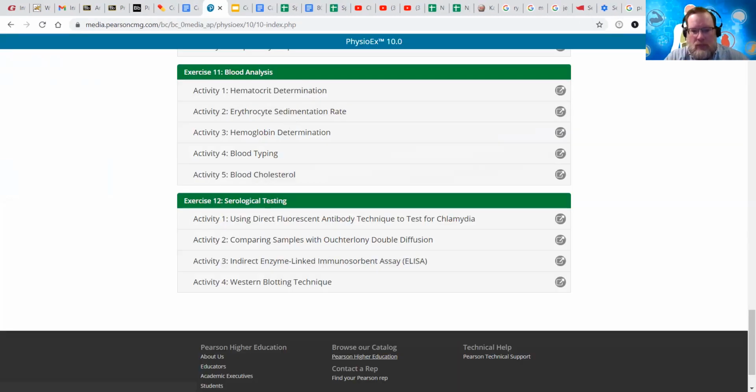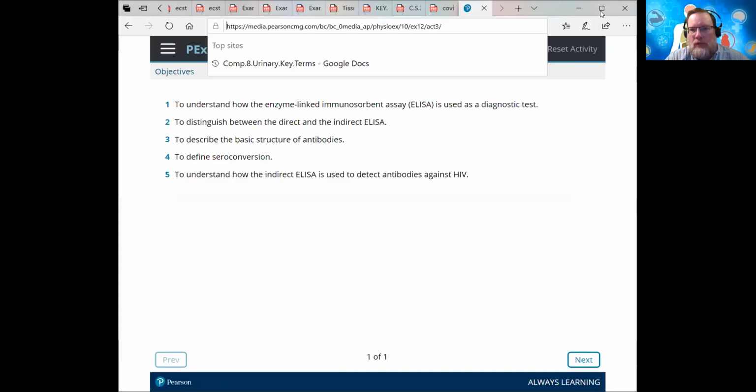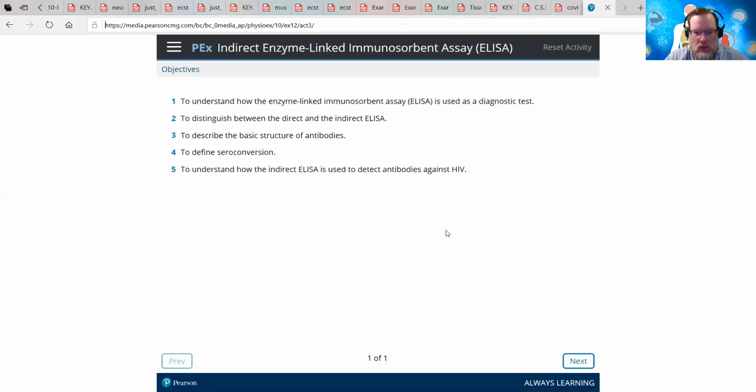One thing I was able to do was open it in a different browser. I'm in Google Chrome, so I went into Internet Explorer, typed in PhysioEx, and it opened up fine. So I'm going to switch over to Internet Explorer. Firefox may work as well for you, but try a different browser if you're having issues. So screen sharing. Hopefully that's the right screen. Let me make sure. Yes, it looks like it is.